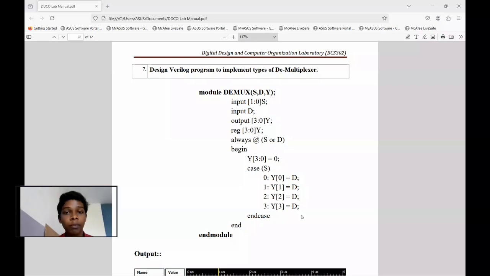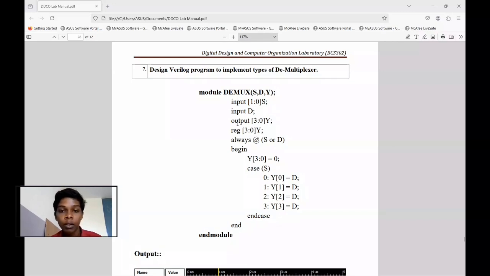Today, my topic is demultiplexer. It is a lab program of demultiplexer module. The module is a standard DMX with inputs D and S, and Y is the output. The select lines are S of 1 to 0.